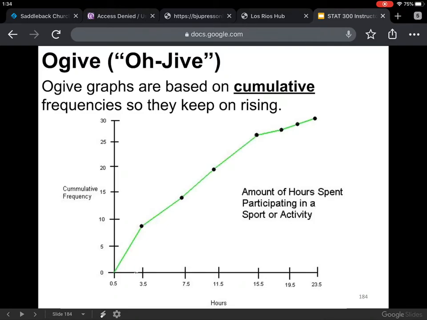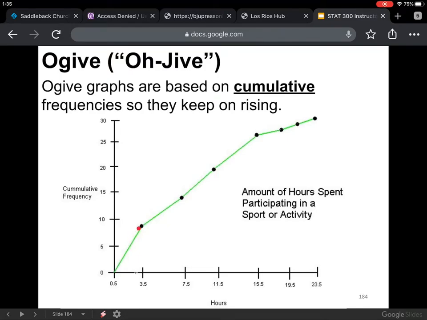Ogive graphs are basically the cumulative frequencies, the cumulative frequency column that is graphed. Notice that cumulative frequencies will almost always be increasing, but never ever decreasing. They could plateau, and that's something to think about. So think about this. When is a situation when I would be plateauing in my ogive graph?